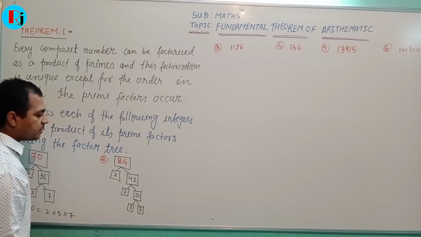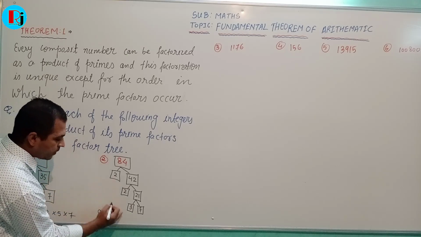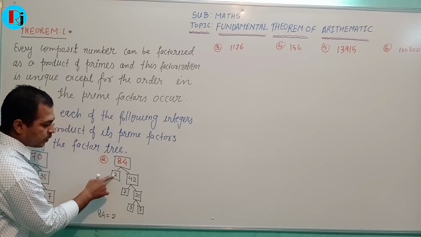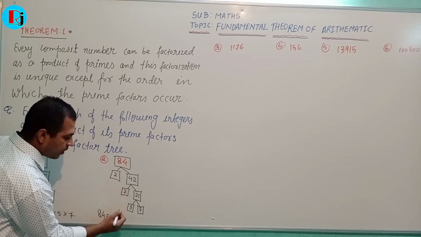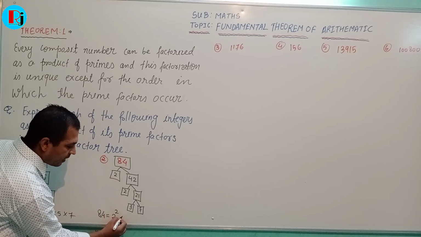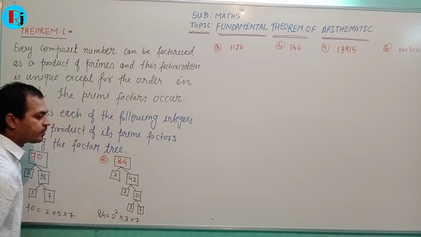So students, 84 can be written as 2 to the power 2, since 2 appears twice, into 3 into 7.